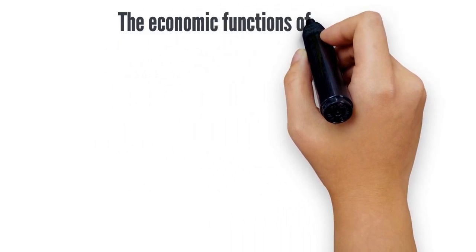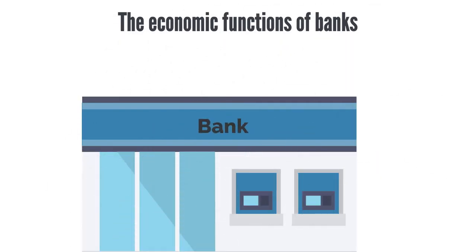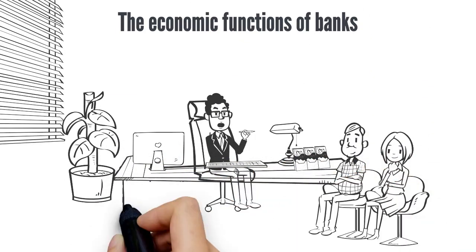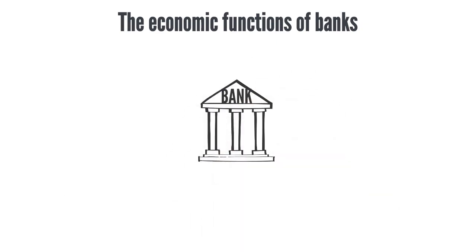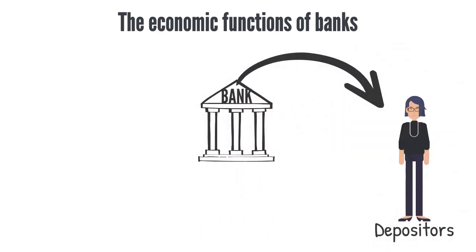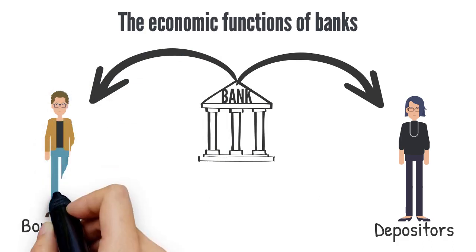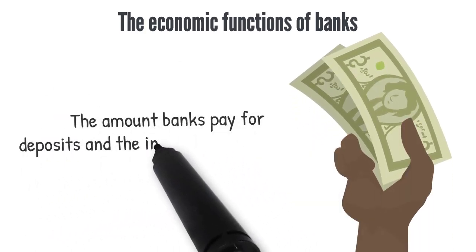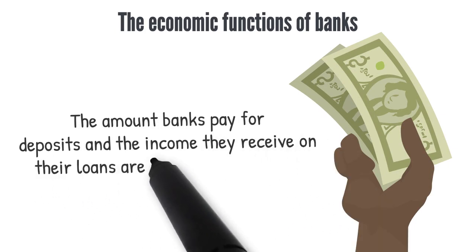The economic functions of banks. The primary role of banks is to take in funds, called deposits, and pool them. They then lend them to those who need funds. Banks are intermediaries between depositors, who lend money to the bank, and borrowers, to whom the bank lends money. The amount banks pay for deposits and the income they receive on their loans are both called interest.